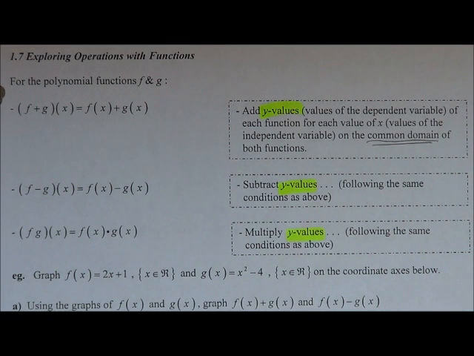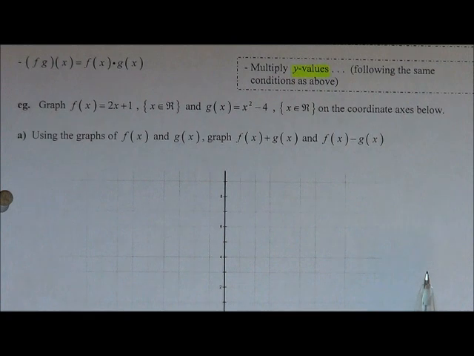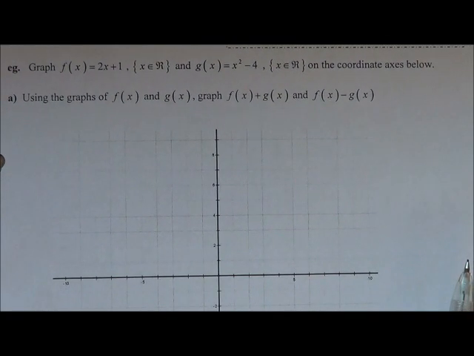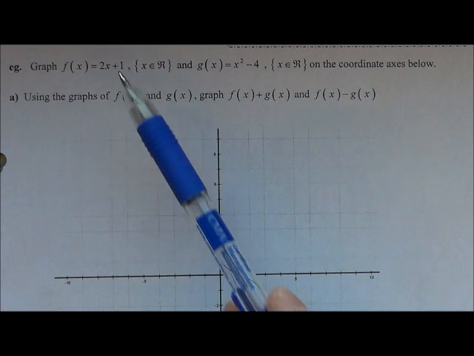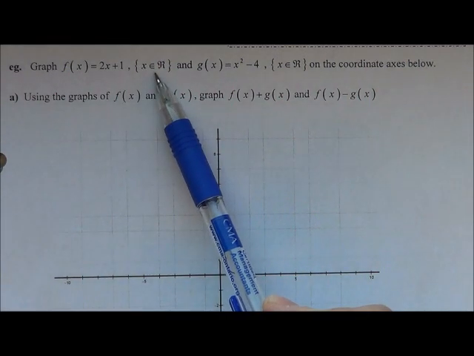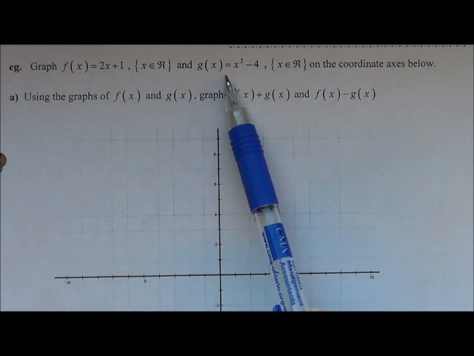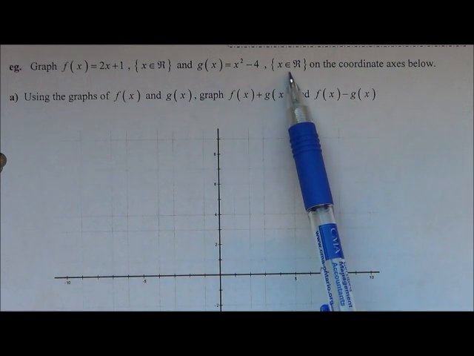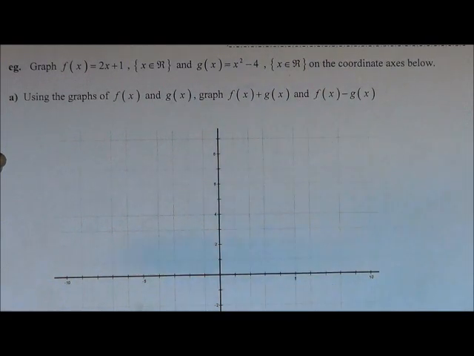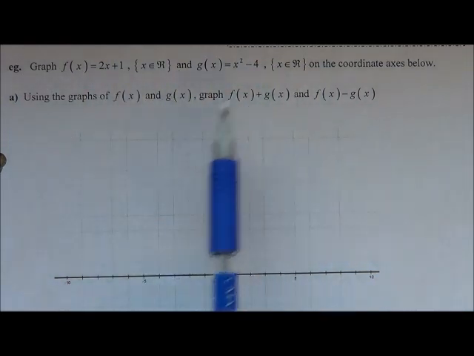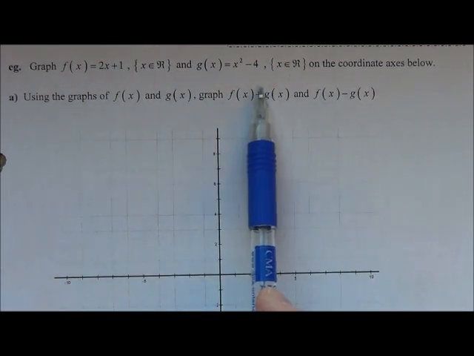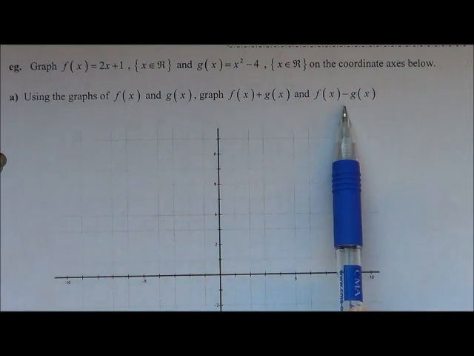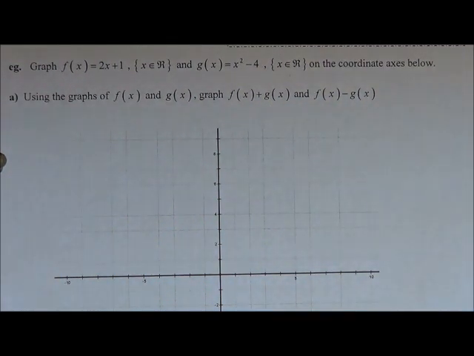Okay, so let's see how this is going to work. Look down to the grid here. We're going to graph f of x equals 2x plus 1, where x is an element of all real numbers, and g of x is x squared minus 4, where x is an element of all real numbers, on this grid. Once we graph these, we want to graph f of x plus g of x and f of x minus g of x. So go ahead and graph those, please, and I'll show you what the graphs look like. Pause the video, please, and graph that.